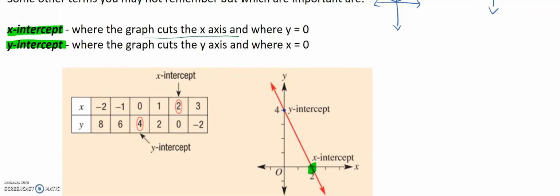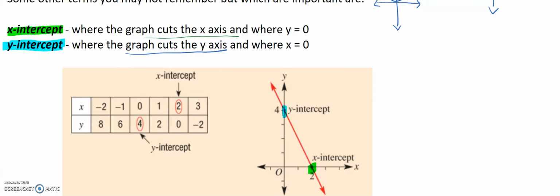The y-intercept, on the other hand, I should change the color. Let's see if I can do that. Oh, yeah, there you go. The y-intercept, likewise, would be wherever the graph cuts the y-axis. Okay, and again, if you have a look at our graph over here at the bottom, the red line cuts the y-axis at this point.